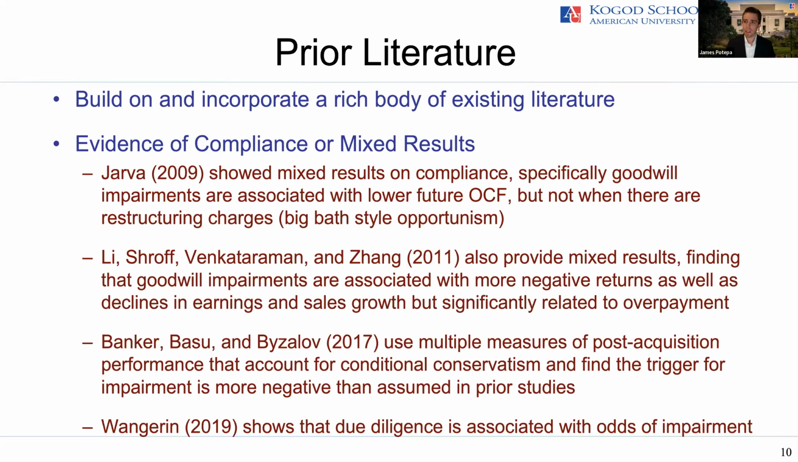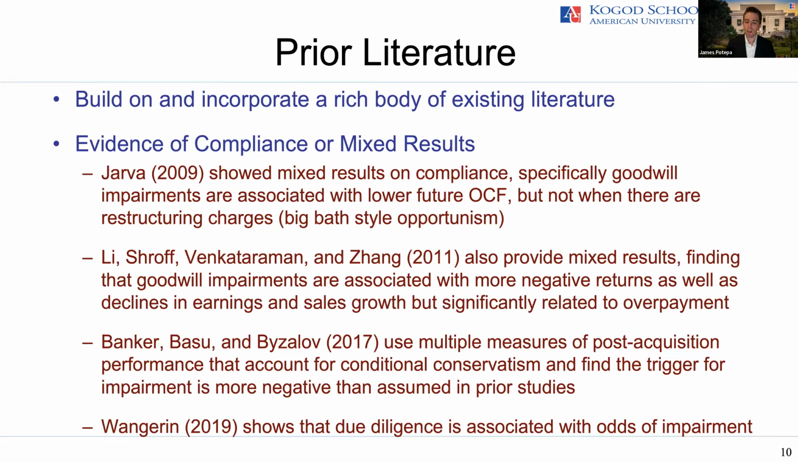The second paper on the list, Lee, Shroff, Venkataraman, and Zhang 2011, is also providing mixed results. They find that goodwill impairments are associated with more negative returns, as well as declines in earnings and sales growth, but it's also significantly related to overpayment, which indicates something structurally wrong with the transaction.